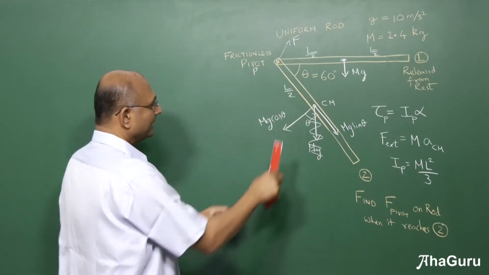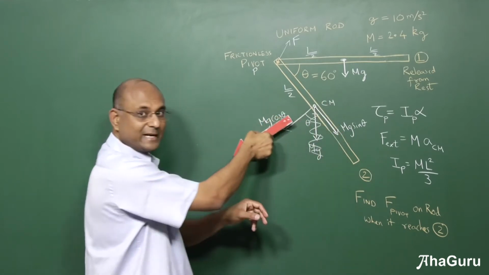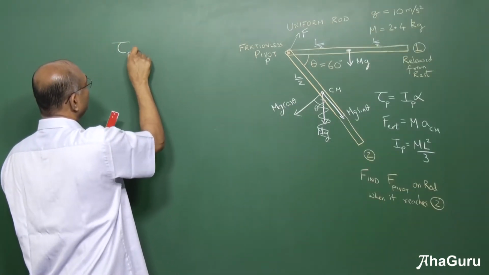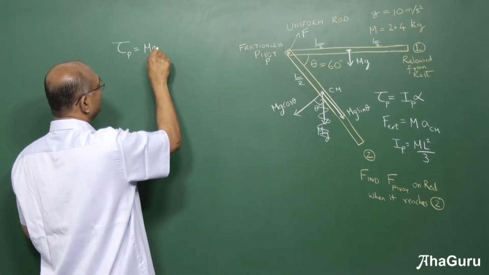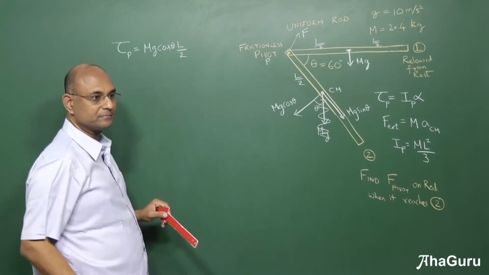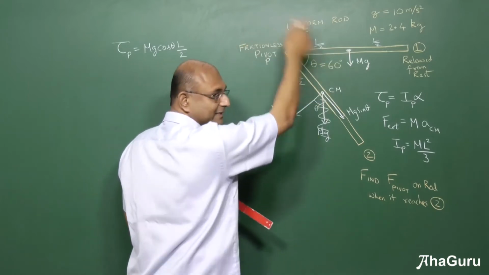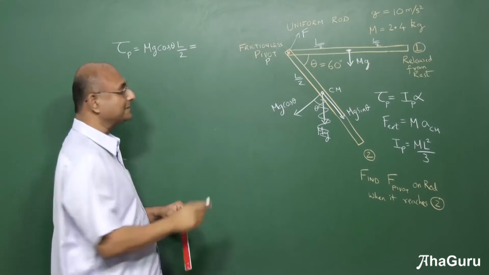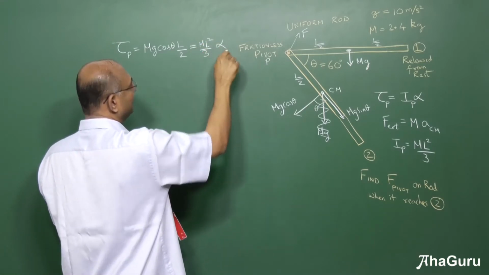So what we have done is to resolve mg into mg cos theta and mg sin theta, and we are only interested in this right now. So torque about P is mg cos theta into L by 2. That's clear? So this torque, which is trying to turn it this way, must be equal to I alpha. I already know I is ml square by 3. So ml square by 3 times alpha.